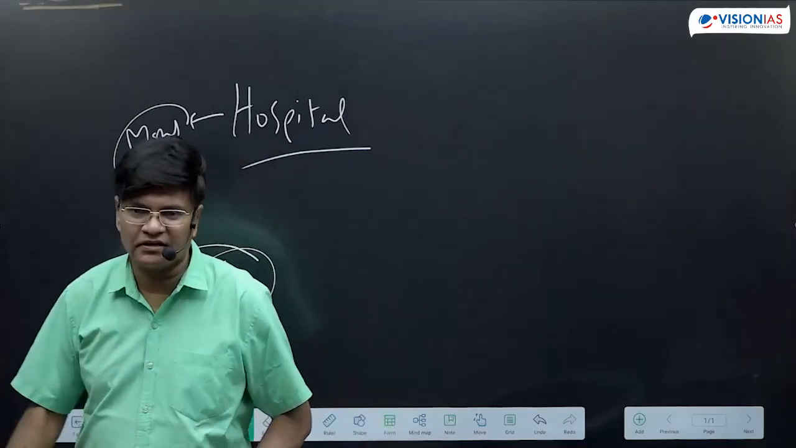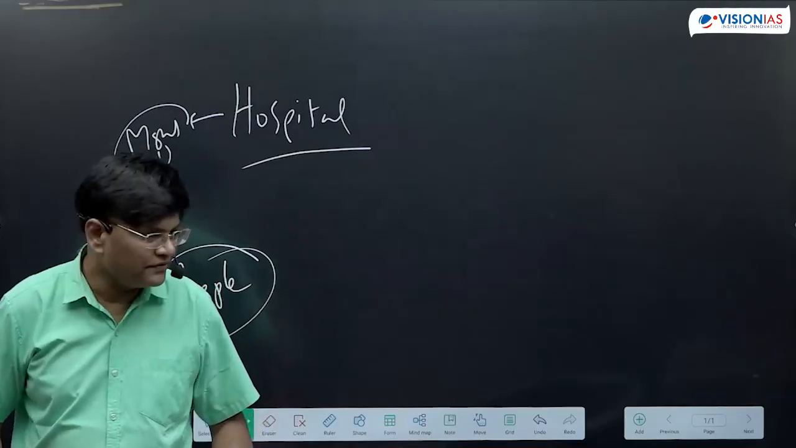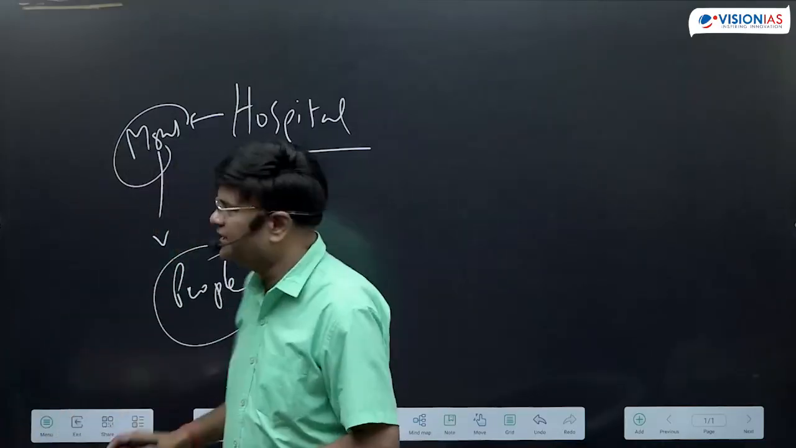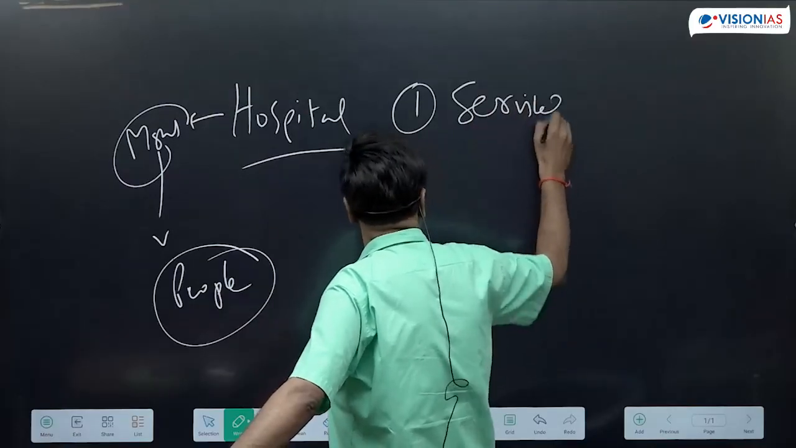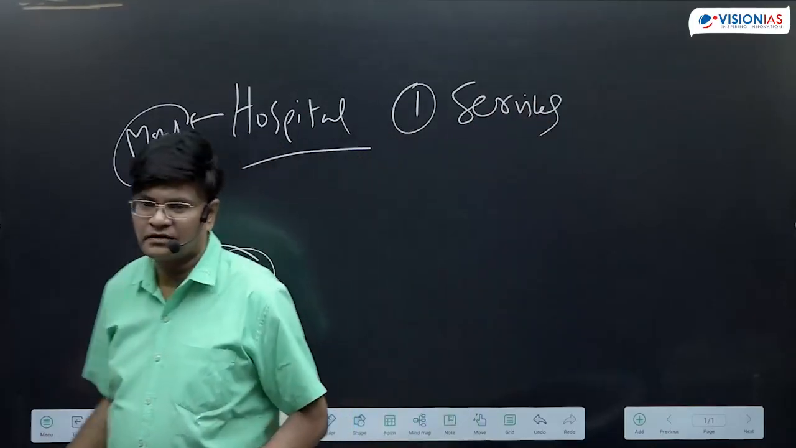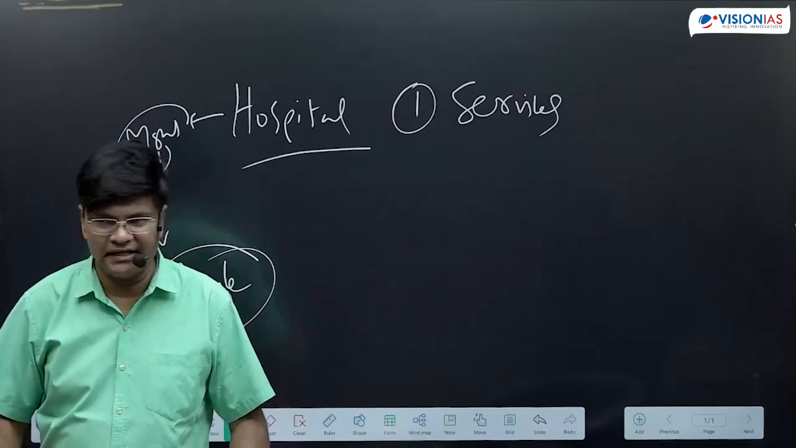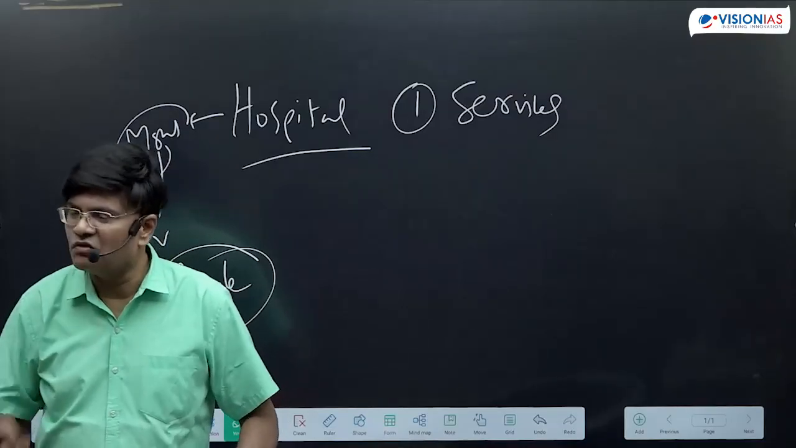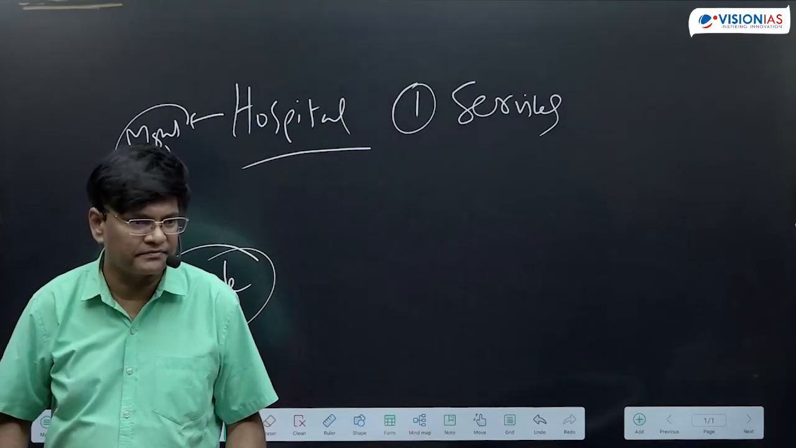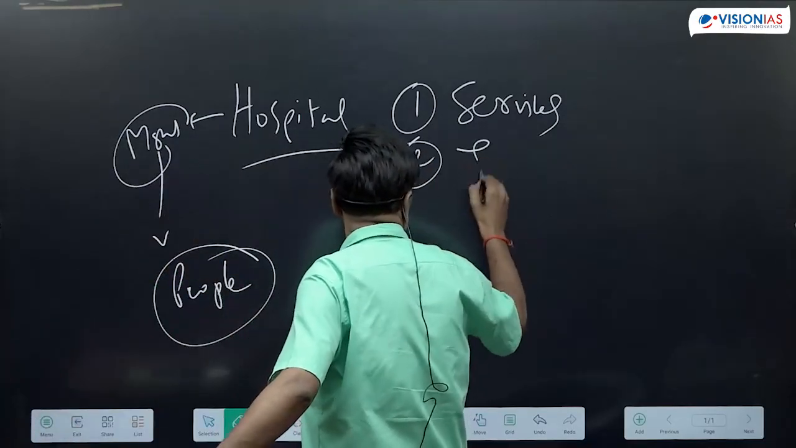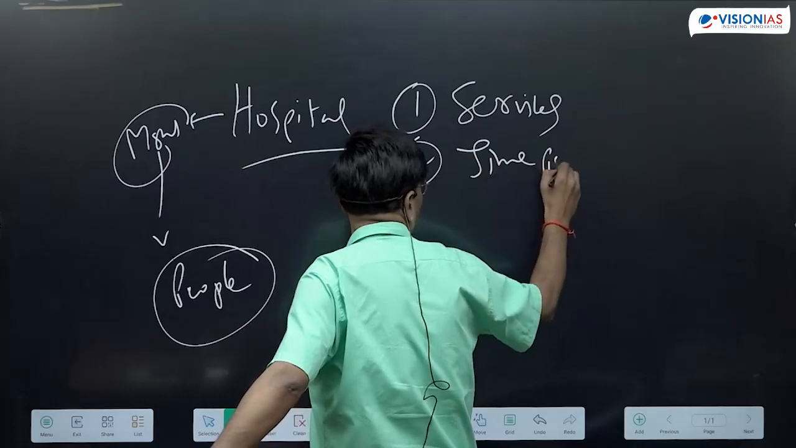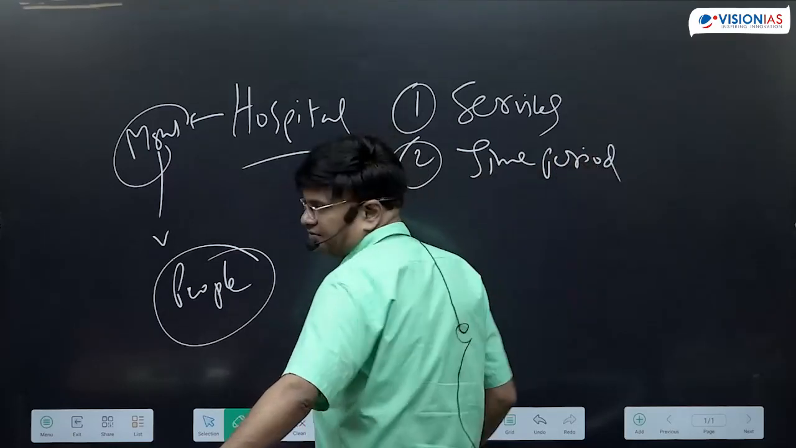People here means we are talking about citizens. So what does the citizen charter contain? It says what services are provided by the government hospital. I am going to a government hospital. What kind of services can I expect? And what is the time period during which I can expect those services?